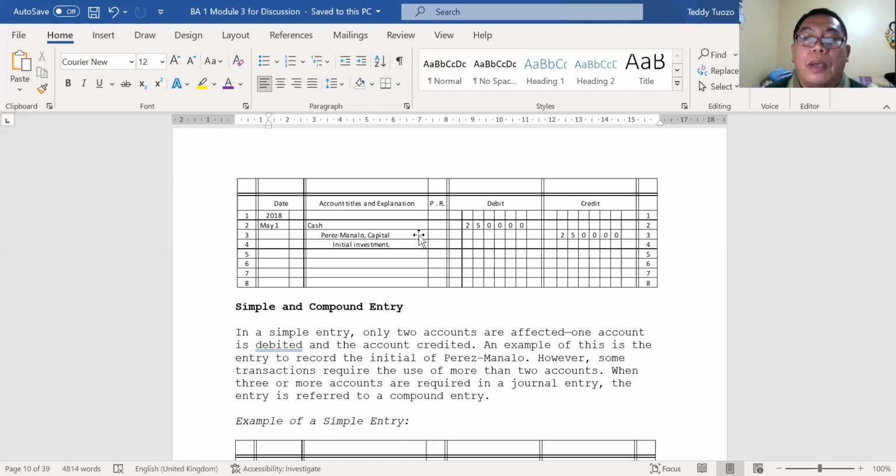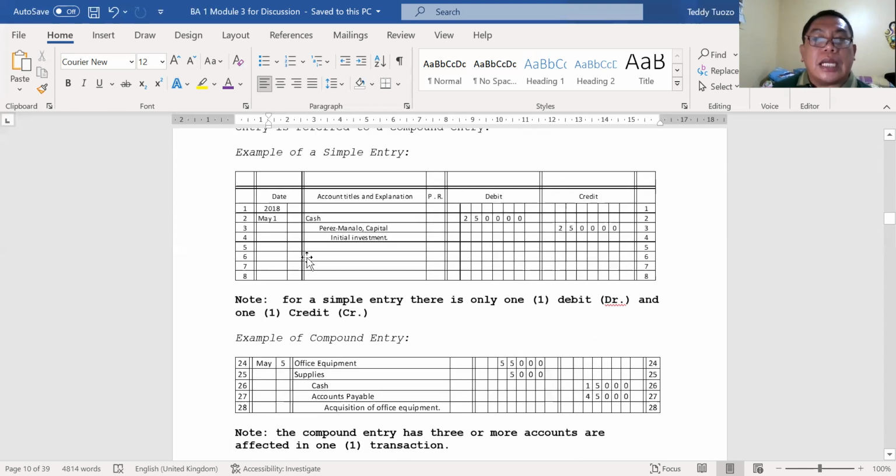So you have a column for debit and another column for credit. If it is a debit entry, the amount should be placed in the debit column, under amount, and if it is a credit entry, the amount should be placed in the credit column. Okay?